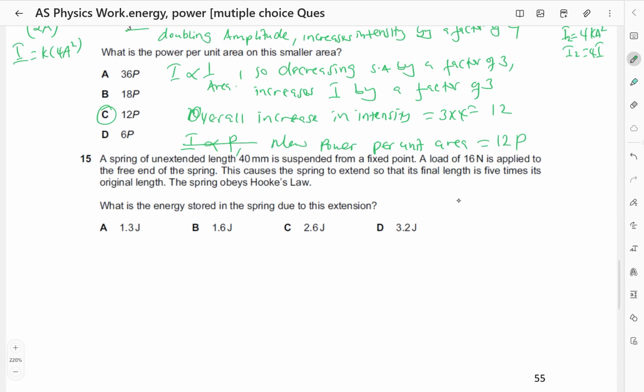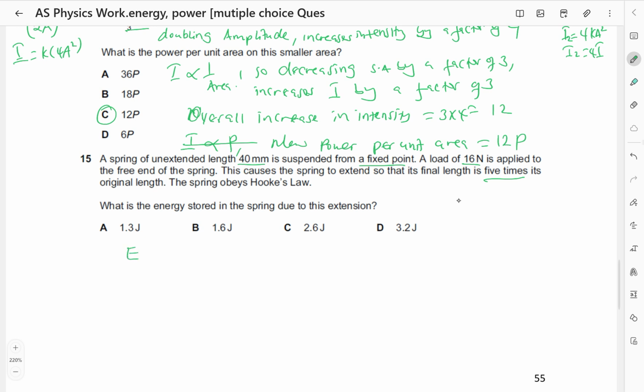A spring of an unextended length 40 millimeters is suspended from a fixed point. A load of 16 Newton is applied to the free end of the spring. This causes the spring to extend so that its final length is 5 times its original length. The spring obeys Hooke's law. What's the energy stored in the spring due to this extension?